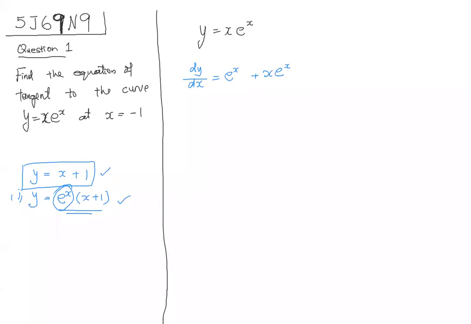Yes. Okay, this is your u, this is your v. u is x, so u prime is 1. v is e to the power x, so v prime is e to the power x times 1. So you put into the formula dy dx, cross multiply like that: v u prime plus u v prime. So that's why you get e to the power x plus x e to the power x. Are you okay?